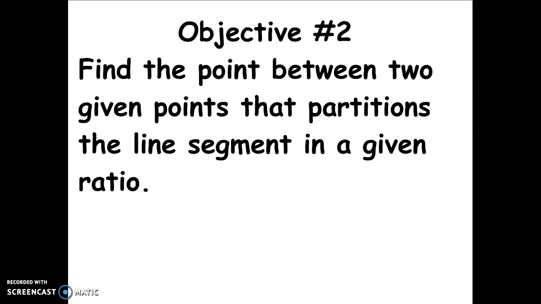All right, let's pick up where we left off with partitioning line segments. So today we're going to look at objective 2: find the point between two given points that partitions the line segment in a given ratio. Yesterday we looked at when given a fraction. Now we're talking about what you do when you're given a ratio. Pause the video here so that you can write this objective down. Press play when you're ready to move on to your example.